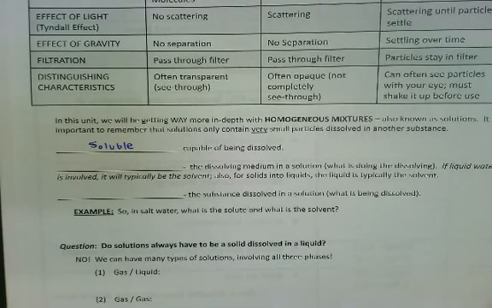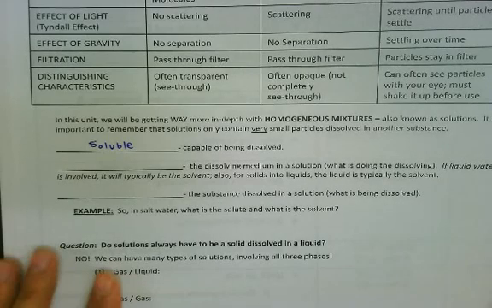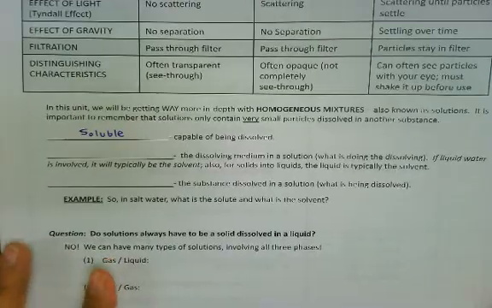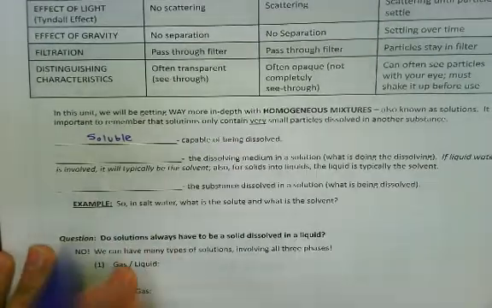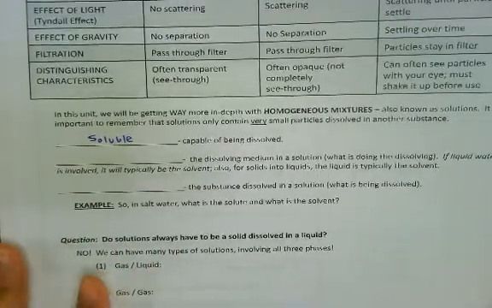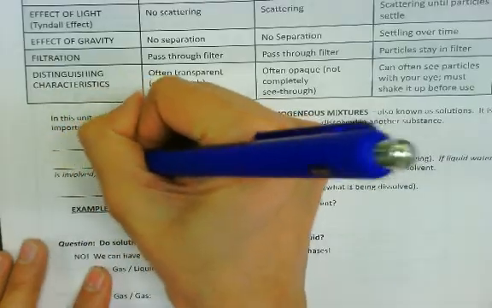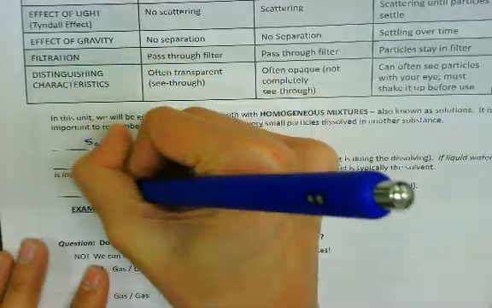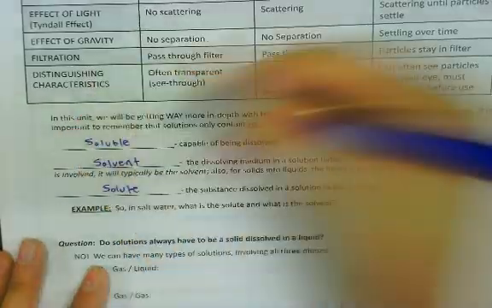So to be soluble means capable of being dissolved. And we have two other terms. I need you to know the difference between a solvent and a solute. So I would like you to write solvent and solute here.